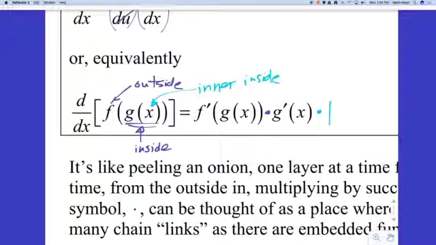If you had f of g of h of x, if you had 3 layers on your function, guess how many factors you're going to have in your derivative? 3. So it's kind of like the product rule where the number of factors ends up equaling the number of terms. Here, the number of layers ends up equaling the number of factors. So let's try it out.